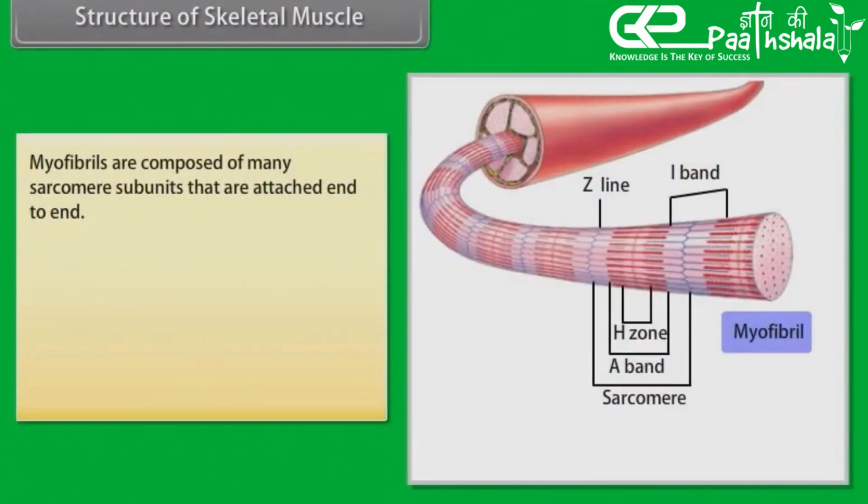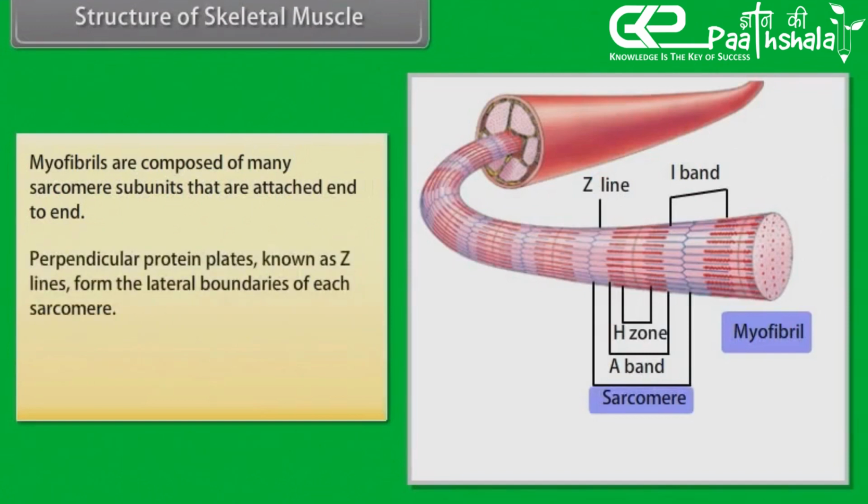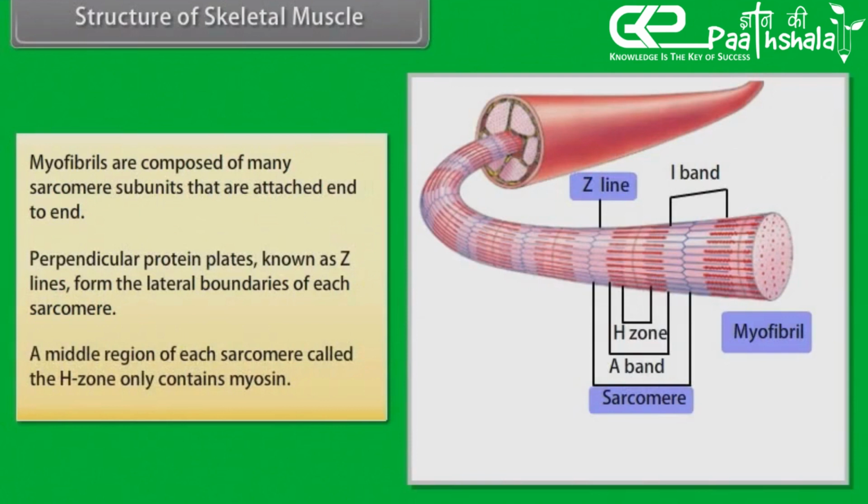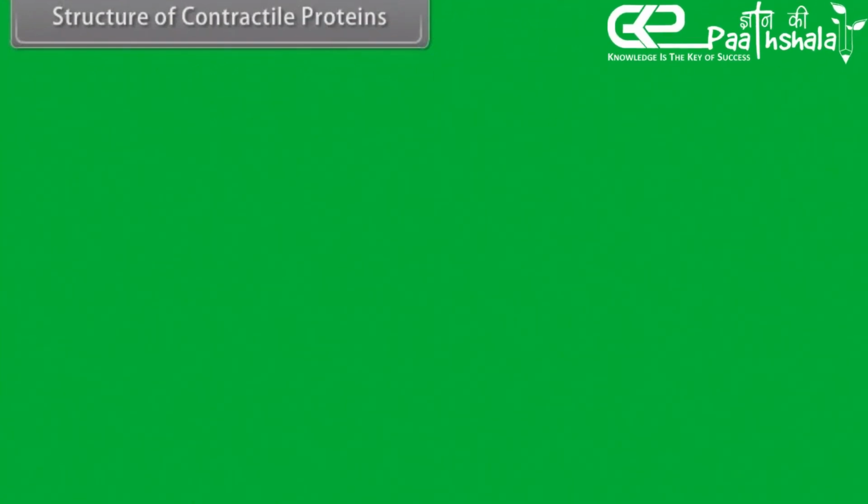Myofibrils are composed of many sarcomere subunits that are attached end to end. Perpendicular protein plates, known as Z-lines, form the lateral boundaries of each sarcomere. A middle region of each sarcomere, called the H-zone, only contains myosin.